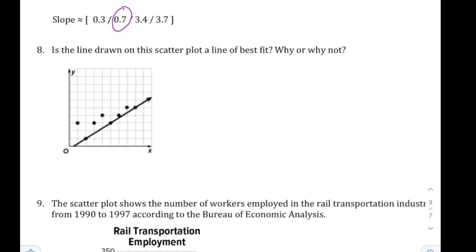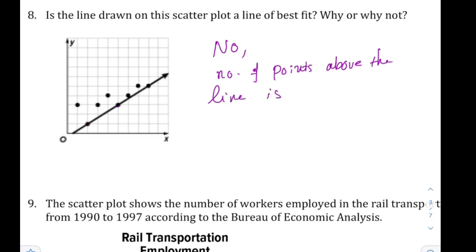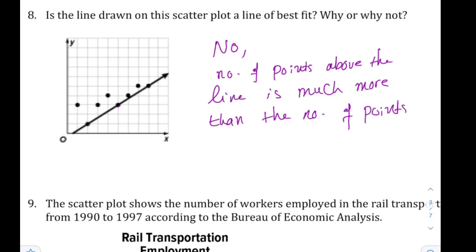Now, is the line drawn on this scatter plot a best fit? Why or why not? Actually, as mentioned earlier, we can see that this line is passing through 3 points, and most of the points are above the line. So I don't think it's a good line of fit, the best line of fit. No, it's not the best, because the number of points above the line is much more than the number of points below the line. I hope it's clear now.